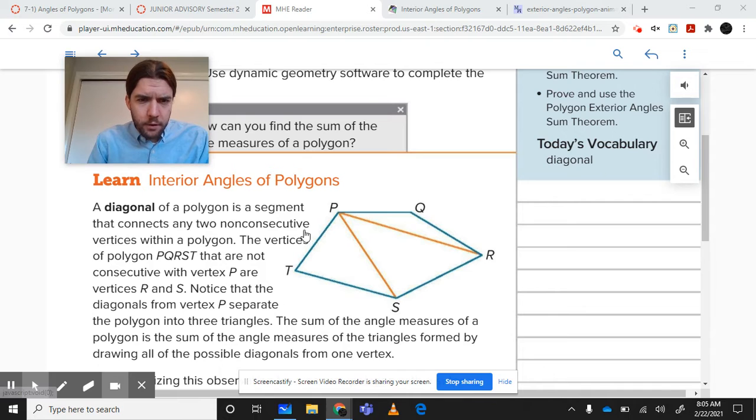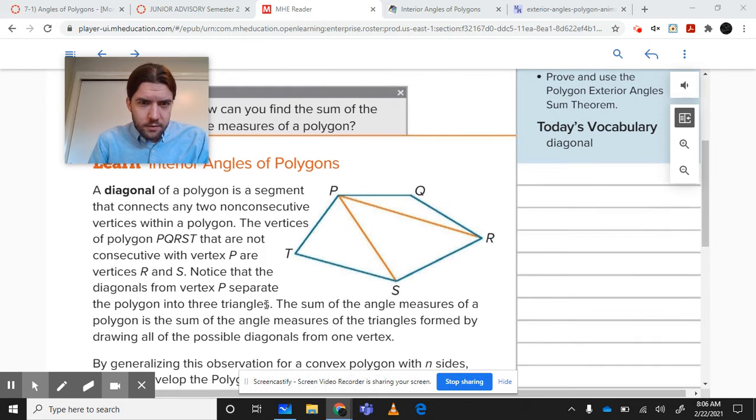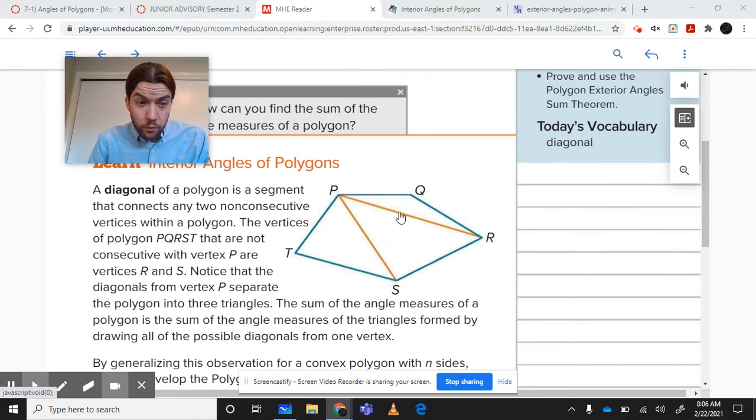The vertices of polygon PQRST that are not consecutive with vertex P are R and S. That's what we just said. Notice that the diagonals from vertex P separate the polygon into three triangles, right? 1, 2, 3. The sum of the angle measures of a polygon is the sum of the angle measures of the triangles formed by drawing all the possible diagonals from one vertex.